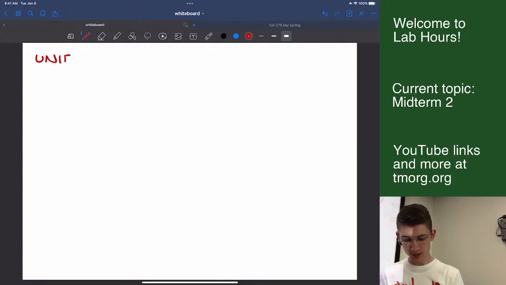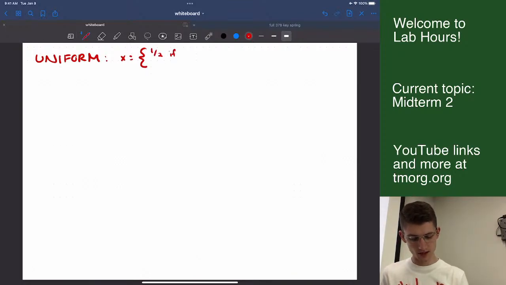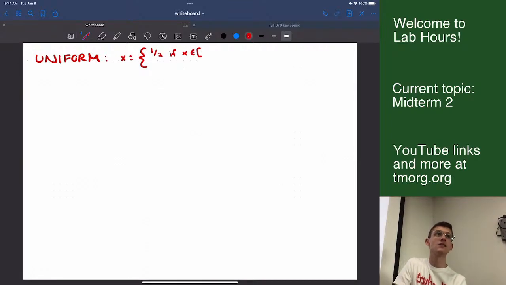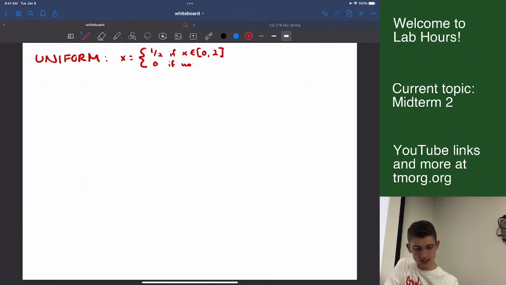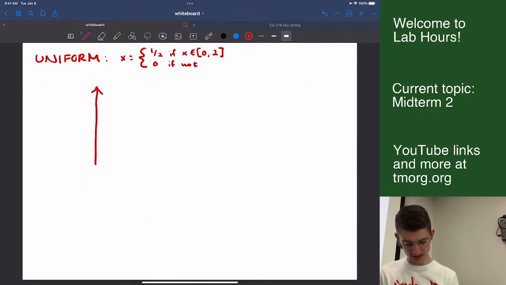Today or yesterday you learned about the uniform distribution, which says that the PDF of x is equal to 1/2, for example, a constant, if x is between, let me think about this, yeah, it should be 0 to 2, and 0 if not. So what does this look like on the graph? Well, this PDF is not centered at 0.